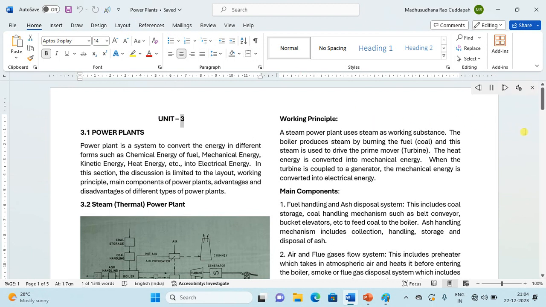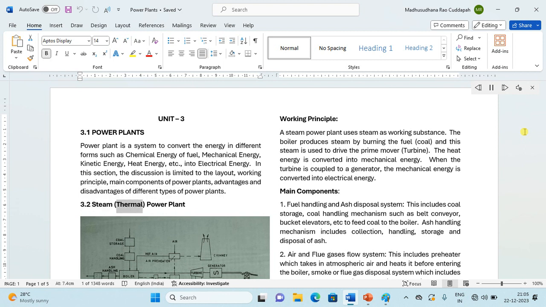Unit 3. 3.1 Power Plants. A power plant is a system to convert energy in different forms, such as chemical energy of fuel, mechanical energy, kinetic energy, heat energy, etc., into electrical energy. In this section, the discussion is limited to the layout, working principle, main components, advantages and disadvantages of different types of power plants.